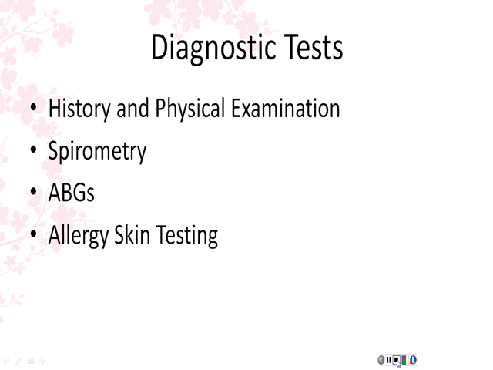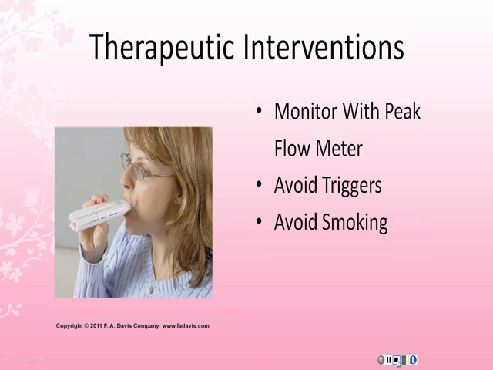Therapeutic interventions, so monitoring with peak flow meters. Again, these values differ based on age, height, and gender. Avoiding triggers, avoiding smoking, avoiding aspirin and NSAID drugs because these can cause symptoms in some people. Propranolol and metoprolol block beta receptors in the lungs, preventing promotion of bronchial dilation from the sympathetic nervous system. So these drugs should be avoided if they make symptoms worse as well.